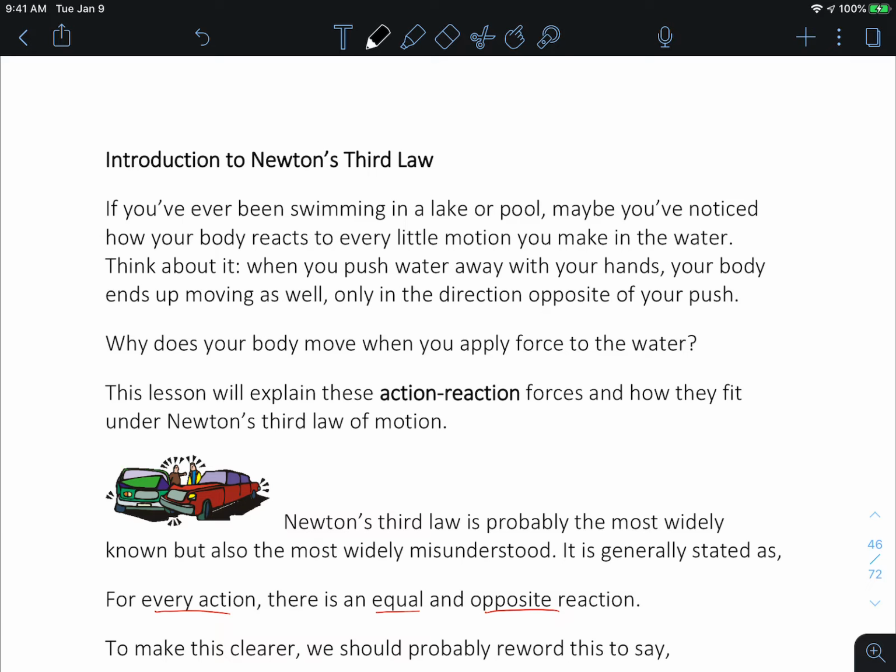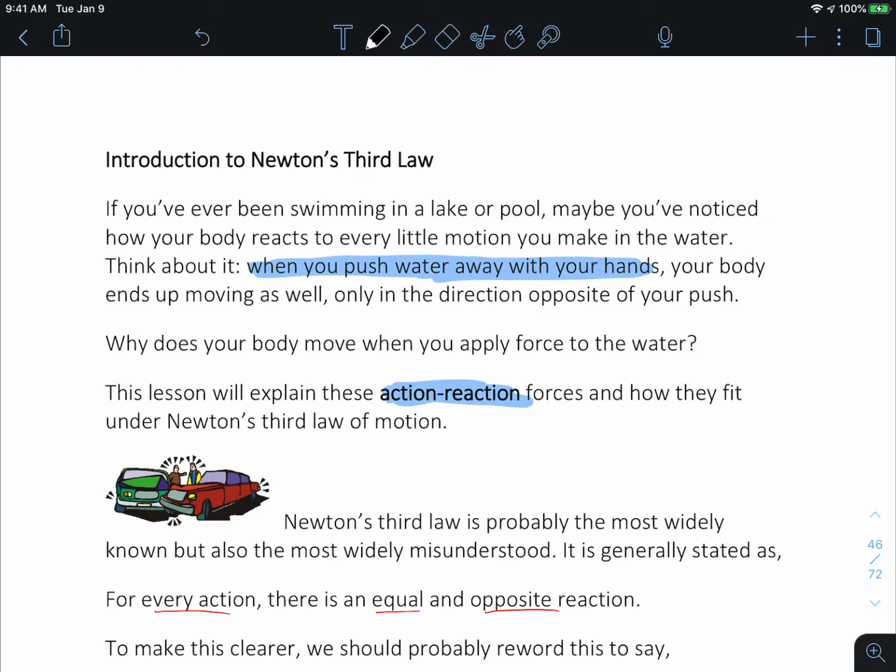Hello everyone. Today we are talking about Newton's third law. So this is the law of action and reaction, or the law of forces in pairs. This law is really interesting. One of the best examples of this law is swimming. When you push water away with your hands when you're swimming, why do you move forward? That's a question to think about.